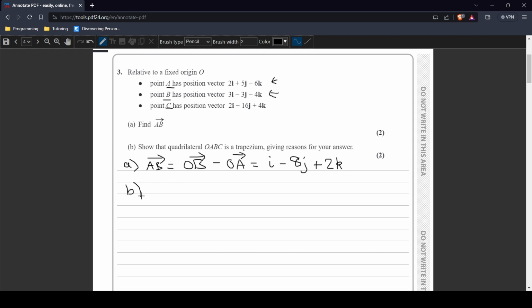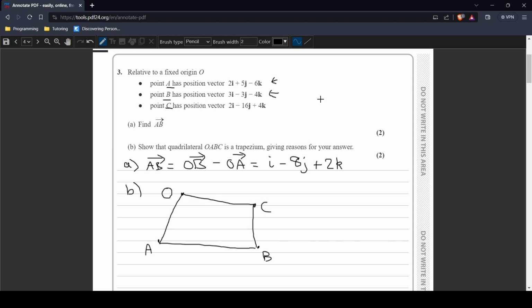Part B, show that the quadrilateral OABC is a trapezium, and we need to give reasons for our answer. Okay, so let's just, for now, plot the points O, A, B, C in just a random order. Not a random order, but a random position. So we're just going to have some quadrilateral.